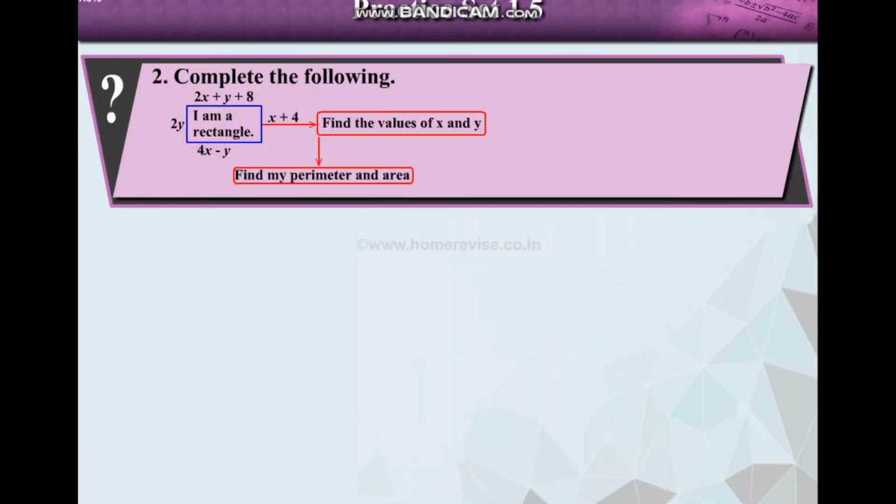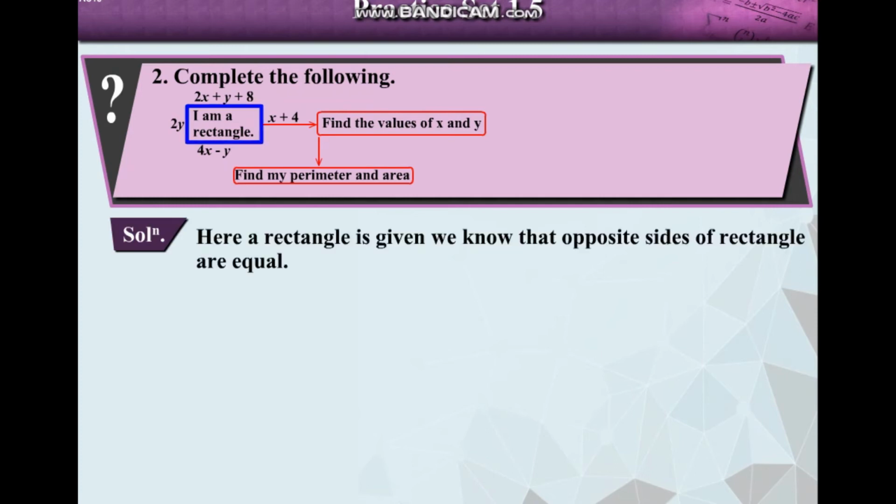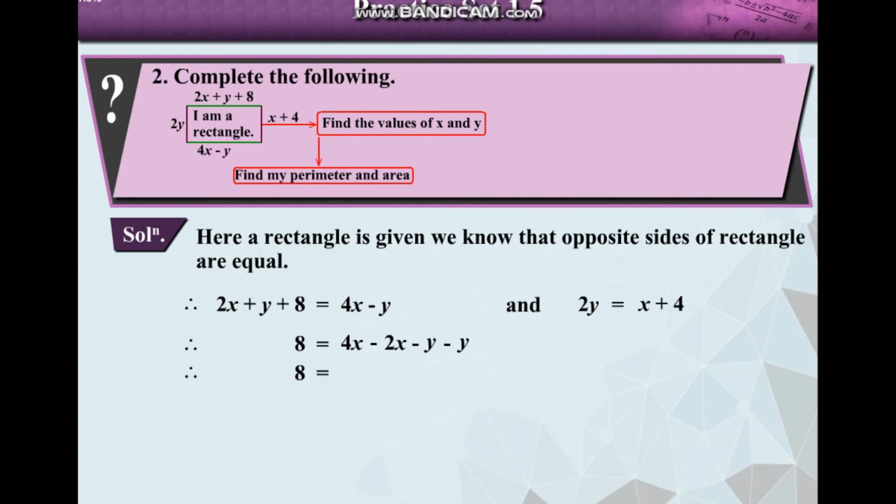Complete the following. Solution. Here, a rectangle is given. We know that opposite sides of rectangle are equal. Therefore, 2x plus y plus 8 is equal to 4x minus y and 2y is equal to x plus 4. Therefore, 8 is equal to 4x minus 2x minus y minus y. Therefore, 8 is equal to 2x minus 2y. Therefore, 2x minus 2y is equal to 8. Therefore, x minus y is equal to 4.